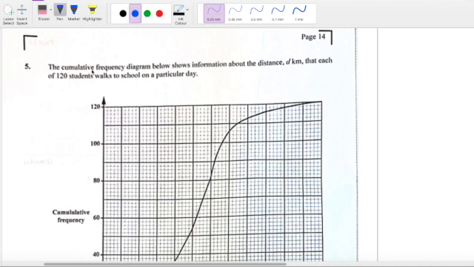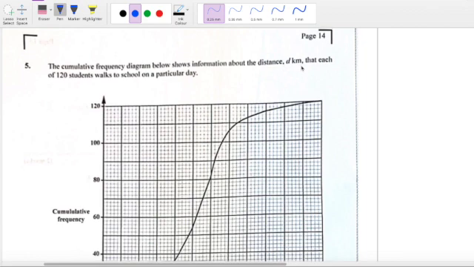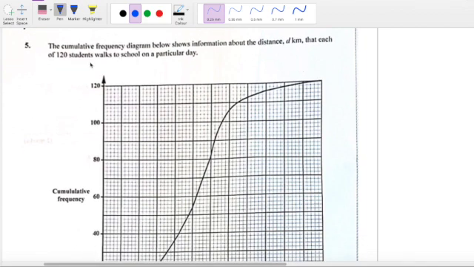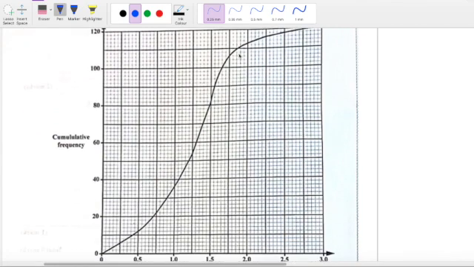So number 5, the cumulative frequency diagram below shows information about the distance, d kilometers, that each of 120 students walks to school on a particular day.